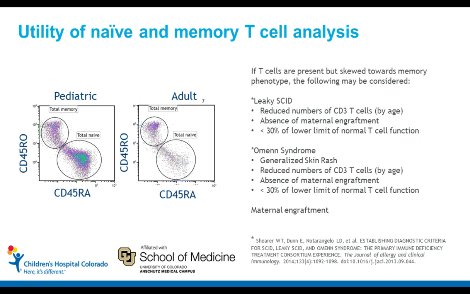Omenn syndrome is another case where there are reduced numbers of CD3 T cells, but they present with a memory phenotype. And then finally, as we've discussed earlier, maternal engraftment, or having some of the mother's T cells in the baby's system, we can certainly identify by their memory phenotype as well as genetic studies. So when analyzing a sample from a baby with a failed SCID screen, it's important to not only look at the TB and NK populations, but also the naive and memory T cell populations. And both of these tests can be done very simply with small amounts of peripheral blood, usually about 50 microliters for each of these tests.